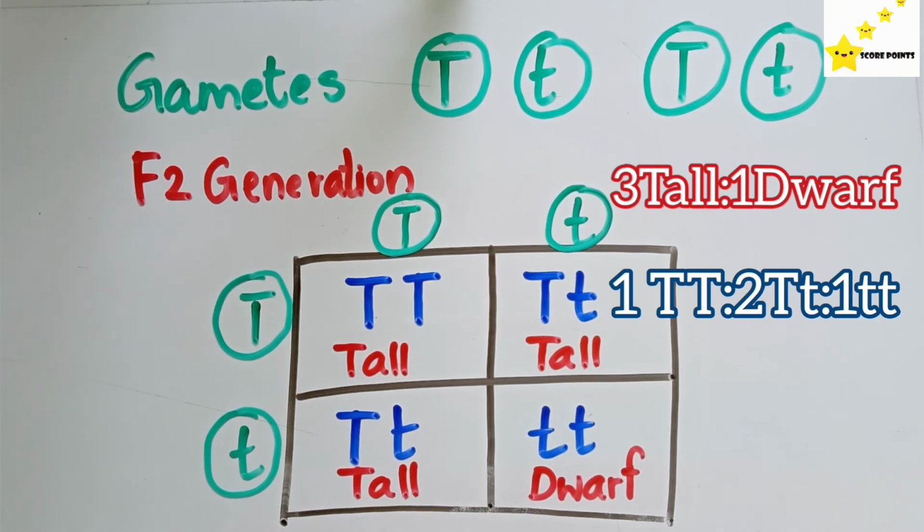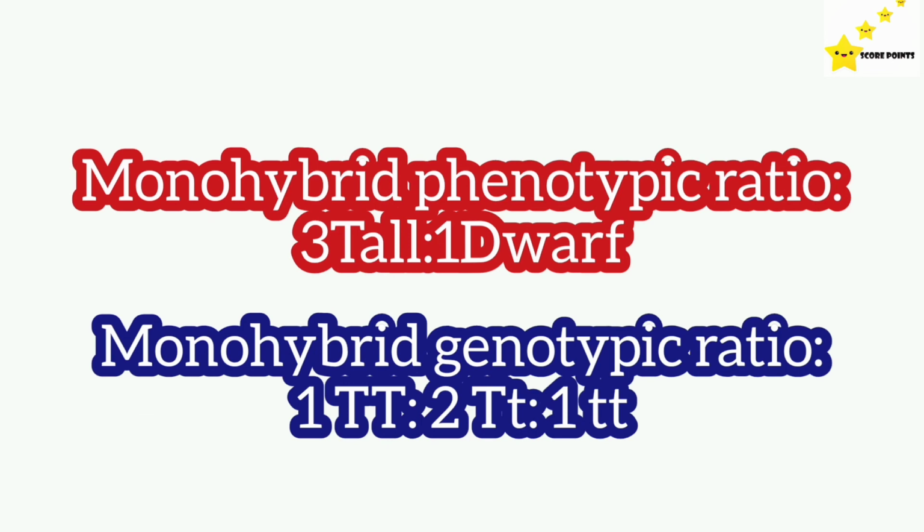So as a whole, now we can see both these ratios. Monohybrid phenotypic ratio is 3 tall is to 1 dwarf and monohybrid genotypic ratio is 1 is to 2 is to 1.